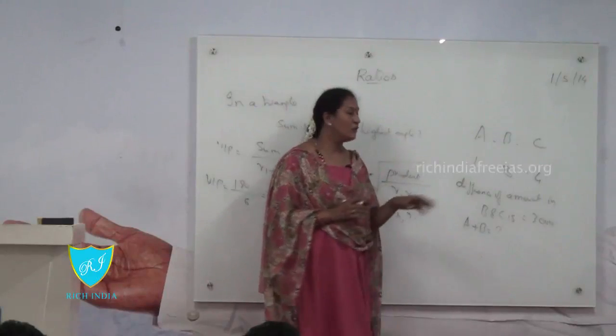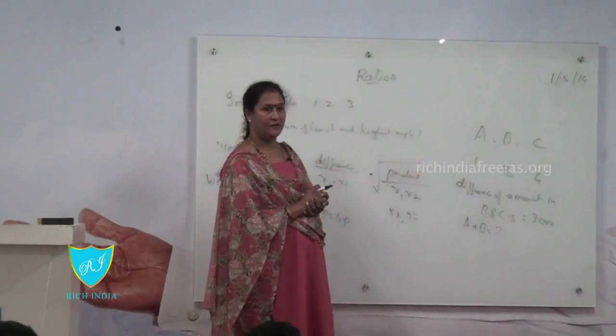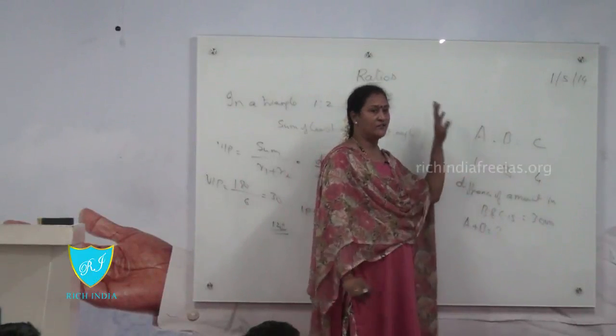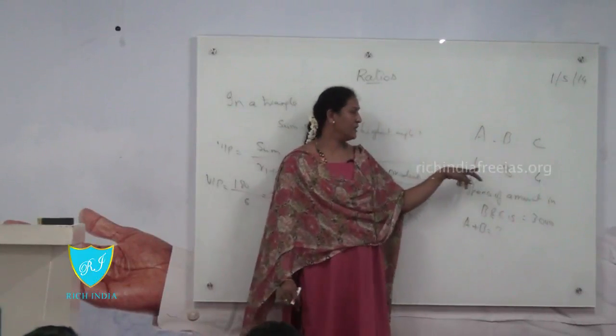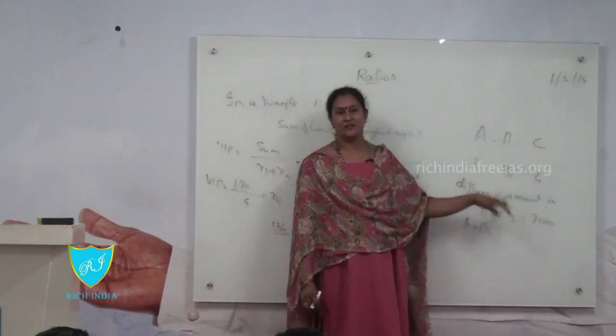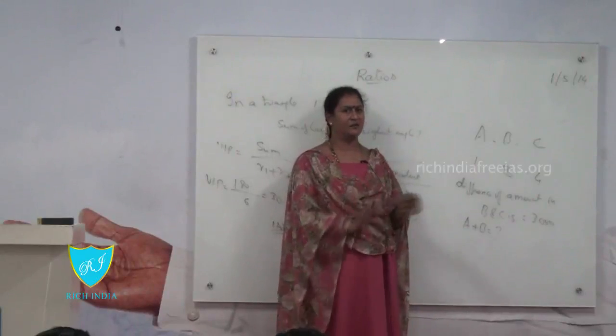So what will be the sum of A and C? Questions like this, you can work out using ratios. Now A, B, C share in this ratio. The difference between B and C is given. So how will we find the total share?